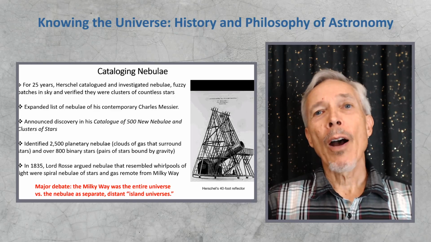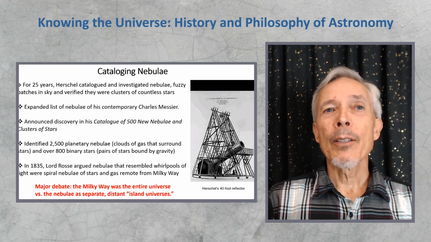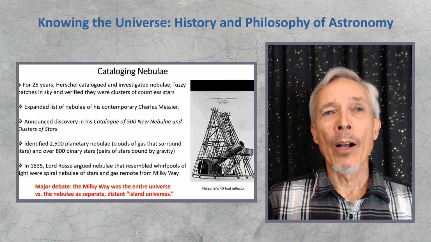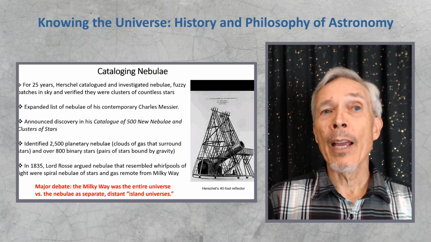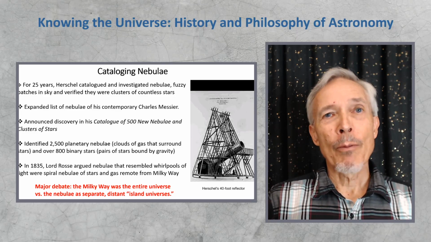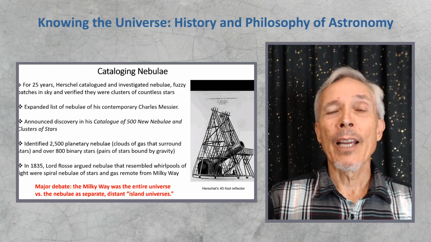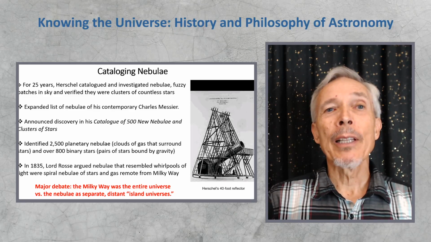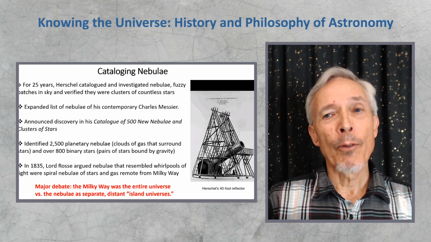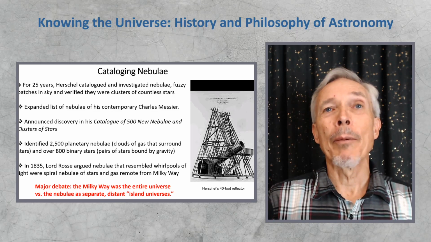In 1835, Lord Rosse argued that the nebulae resembled whirlpools, and speculated, as Kant had done as well, that they were spiral nebulae of stars and gas remote from the Milky Way. And this became a major debate through the latter part of the 19th century. Was the Milky Way the entire universe, as Herschel tended to suppose? Or, as some had speculated, were some of these nebulae separate, distant island universes, meaning that the universe was much larger than anyone at the time had imagined?